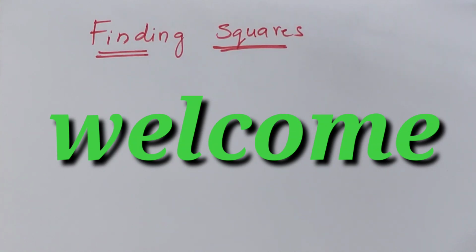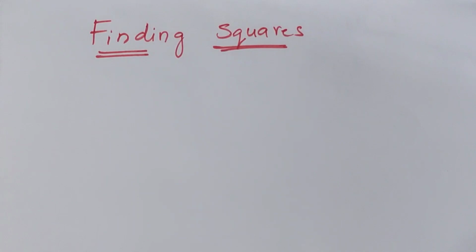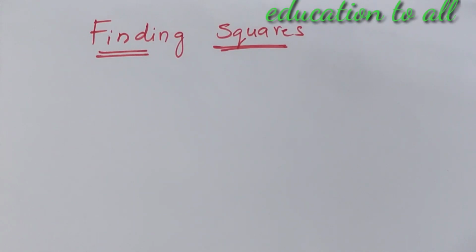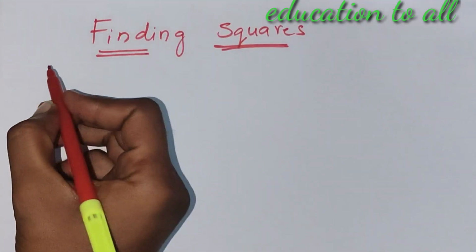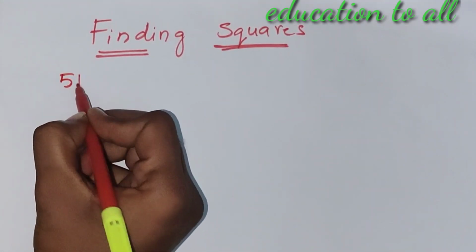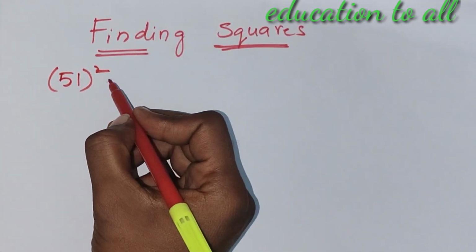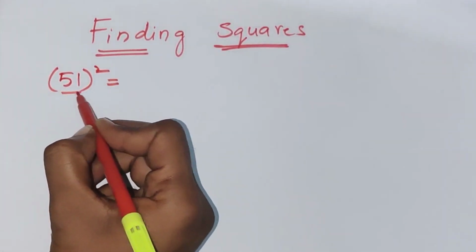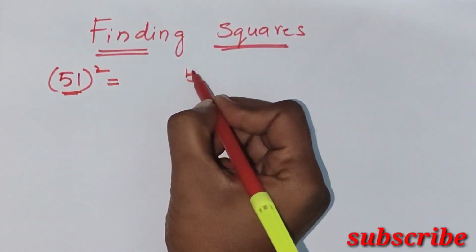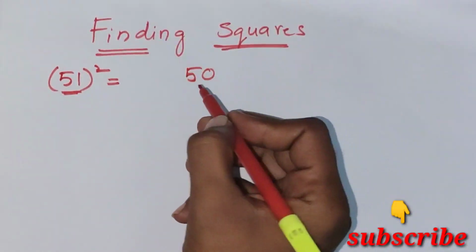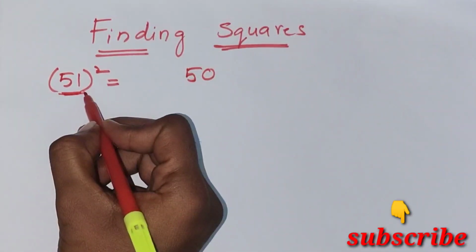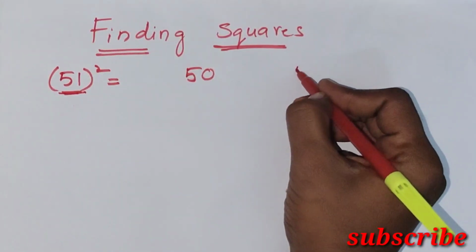Today I came back with a new trick, finding the square of numbers which are nearest to 50, nearest to 100, nearest to 150, nearest to 200 and so on. Here we should follow some basic rules. Suppose my question is 51 square, nearest to 50. Let us take the base as 50. There are two conditions: if it is above 50 or below 50, let us take 49.